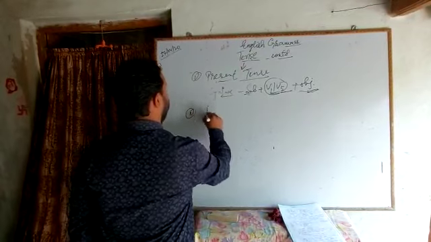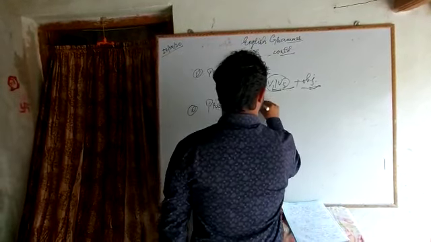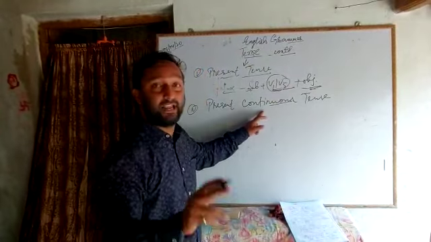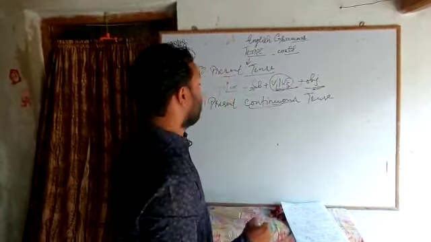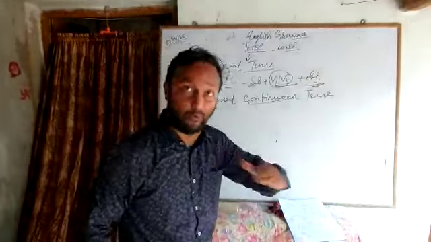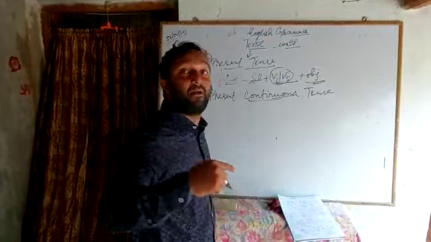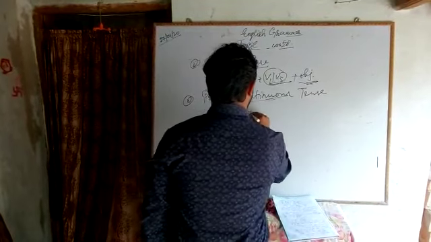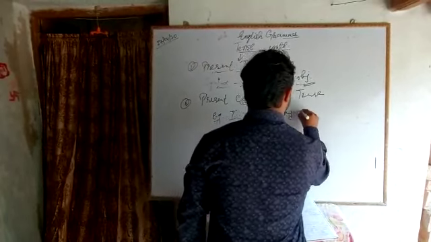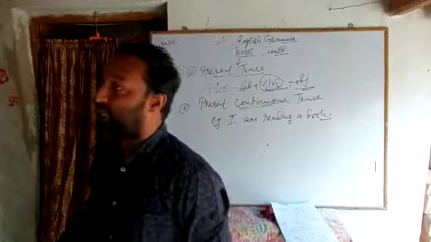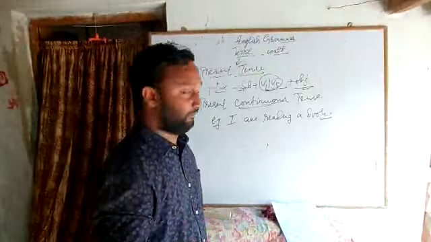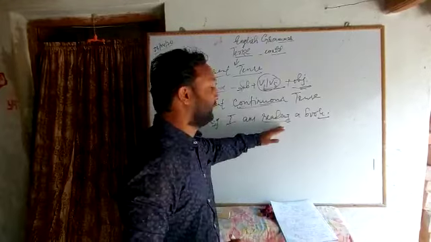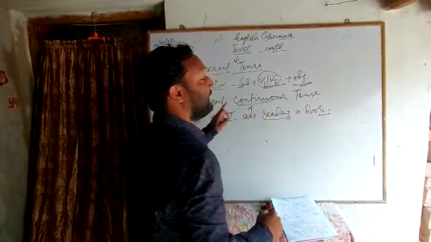Now next, second, we come to present continuous tense. Dear ones, continuous, the name suggests itself. Continuous, that is the work is going on, the work is in progress at the time of speaking. मतलब बोलते समय कोई भी काम process में है, that is present continuous tense. As for example, I am reading a book. मैं एक किताब पढ़ रहा हूं या पढ़ रही हूं. The work of reading is going on at the time of speaking. जब हम बोल रहे हैं उस समय reading का काम हो रहा है. So we will put it into present continuous tense.